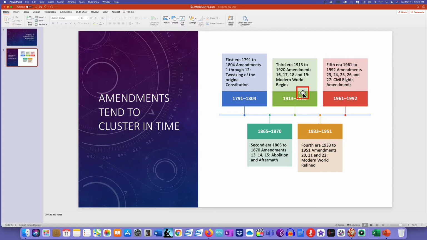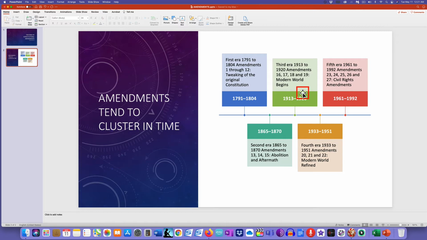The 17th Amendment actually established the direct election of U.S. senators. Prior to the 17th Amendment, and by the way, both Amendments 16 and 17 were ratified in 1913, U.S. senators were not directly elected by the people. They rather were appointed by state legislatures.